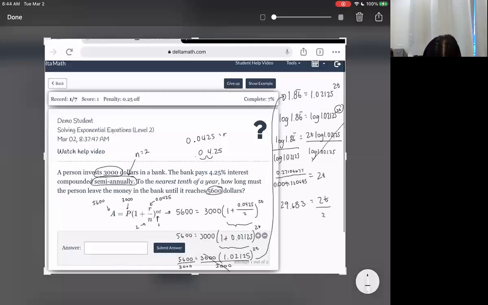And then you just divide by 2 on both sides. The 2's cancel out. You get t is equal to 14.8. And remember, we are rounding to the nearest tenth of a year, so I'm just going to leave it as 14.8. Are there any questions for this one?